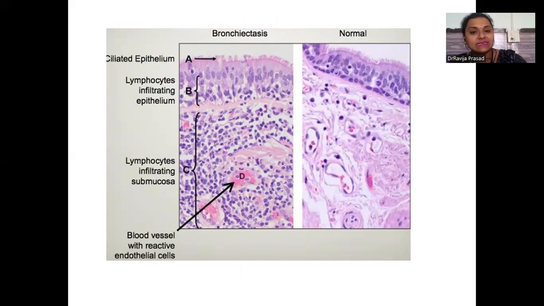So this is a ciliated cell in bronchiectasis. This is the ciliated cell. Then the inflammatory epithelium. Over here, no inflammatory changes of the epithelial cells are seen. There is no inflammation. There is no lymphocyte infiltrating the submucosa. Then the blood vessels with endothelial cells are not properly seen. Over there, completely normal in size.